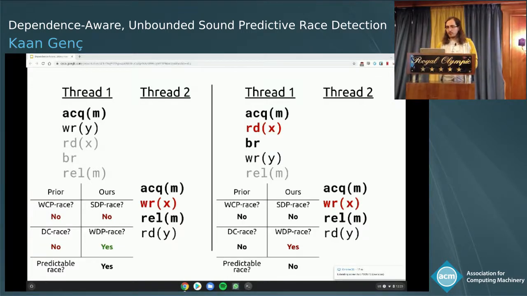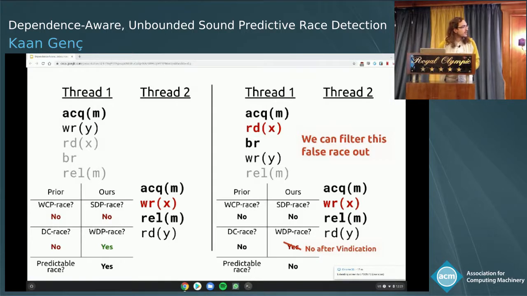However, as I've said before, we do actually have a method of filtering these out. I can't really go into the details of that because we don't have that much time, but doesn't commute is our prior work, and it has this method of vindication that is able to verify whether a race is real or not. We took that and extended it to verify weak dependently precedes races. And in fact, we can filter out this false race so that we don't report it.